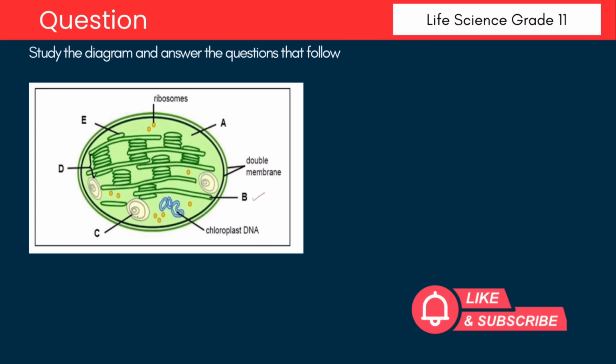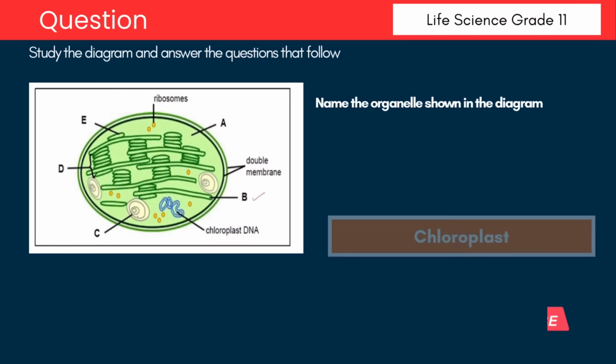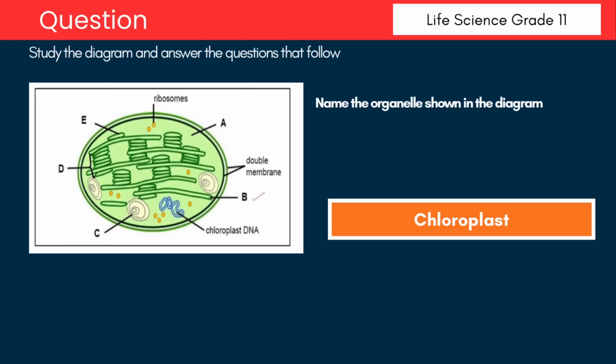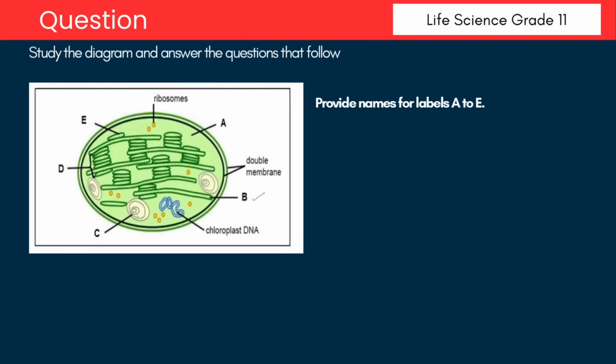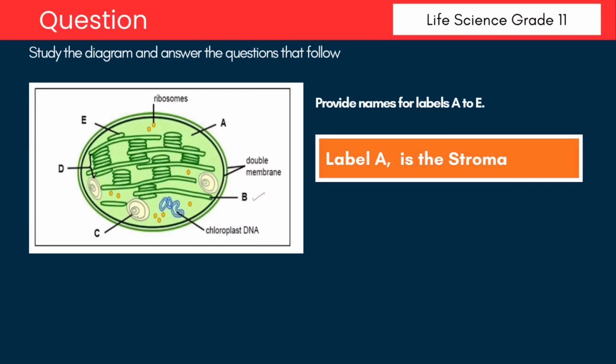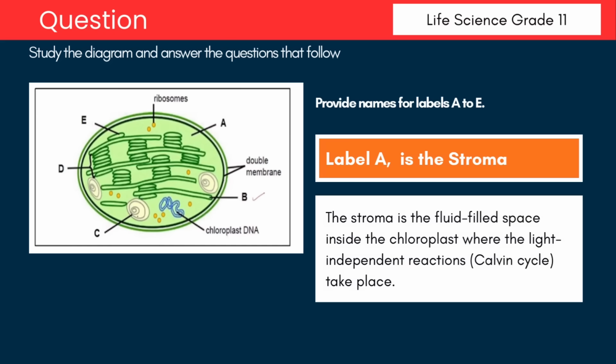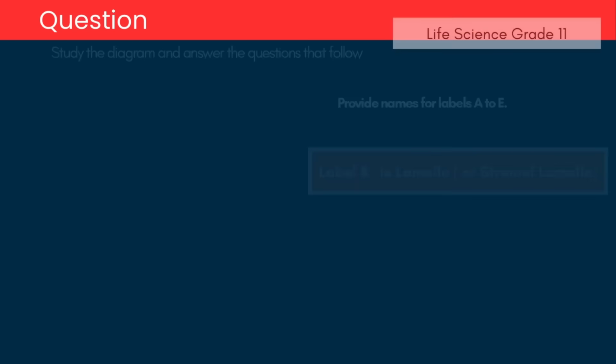Study the diagram and answer the questions that follow. Question. Name the organelle shown in the diagram. The correct answer is chloroplast, the organelle where photosynthesis occurs. Question. Provide names for labels A to E. Label A is the stroma. The stroma is the fluid-filled space inside the chloroplast where the light-independent reactions, Calvin cycle, take place.